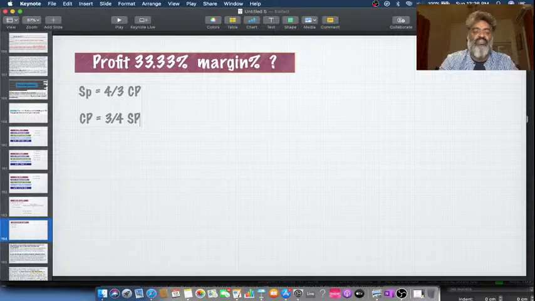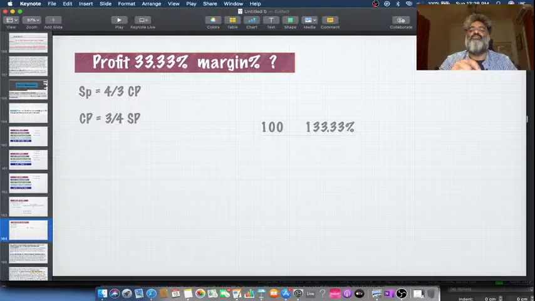the same question as earlier, by the way. So your margin has become 25%. Are we okay with that? And I can think in a lot of ways. 33.33% means on a 100 CP, the selling price is going to be 133.33 if you want to think in terms of 100. So now your question is 33.33 is what percentage of 133.33, and your answer would once again be 1 by 4 or 25%.